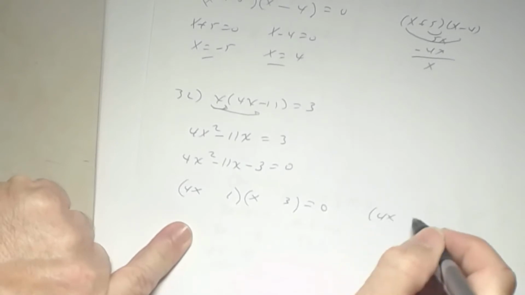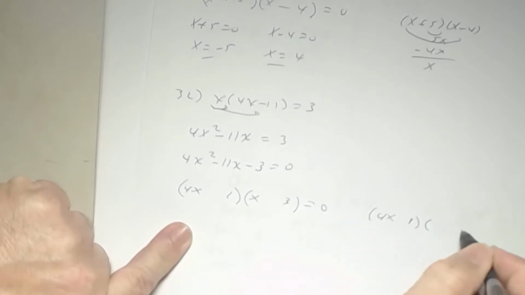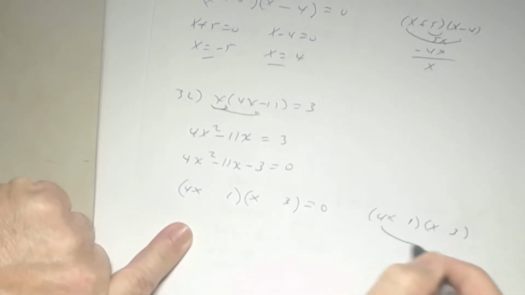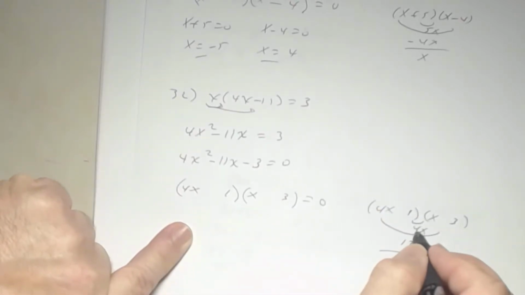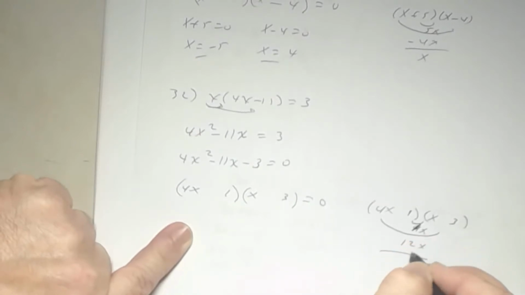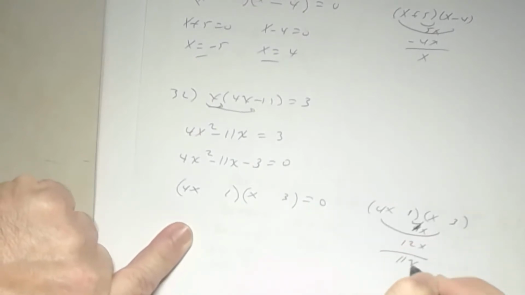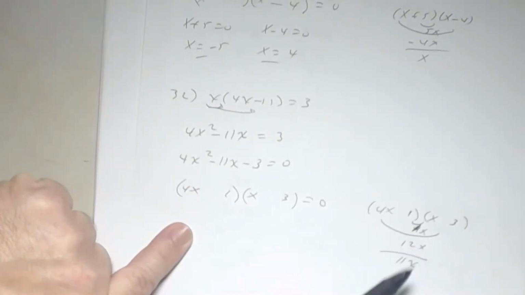So let's check this. So the outer is 12x, the inner is 4x. When I subtract them, do I get 11x? No, you get... I'm sorry, I said 4x, I meant what? x, right? That's 1x. So do I get 11x? Yes. It is a negative 11x.